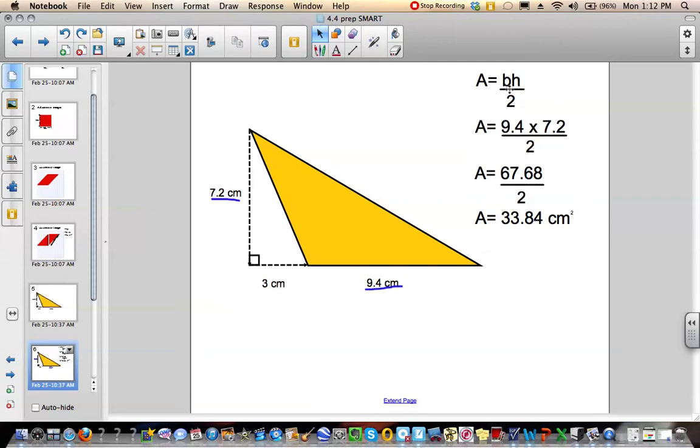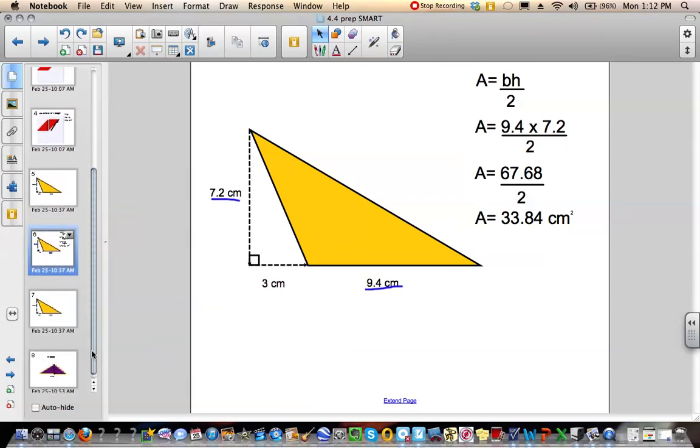Okay, so area is equal to base times height divided by 2. We multiply our base by our height. It gave us 67.68. We divide that answer by 2, and we get 33.84 centimeters squared as the area of the yellow section of the triangle.